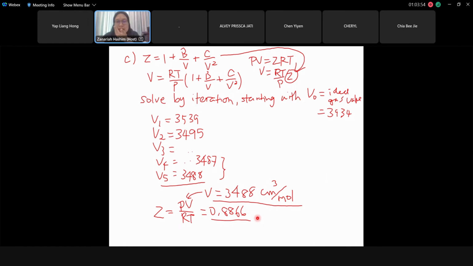Faham tak kenapa kita nak kena solve guna iteration ya? Sebab you ada the same parameter on the right hand side and then on the left hand side. So you definitely cannot solve it just straight away. So you kena pakai iteration like this lah. Okay.